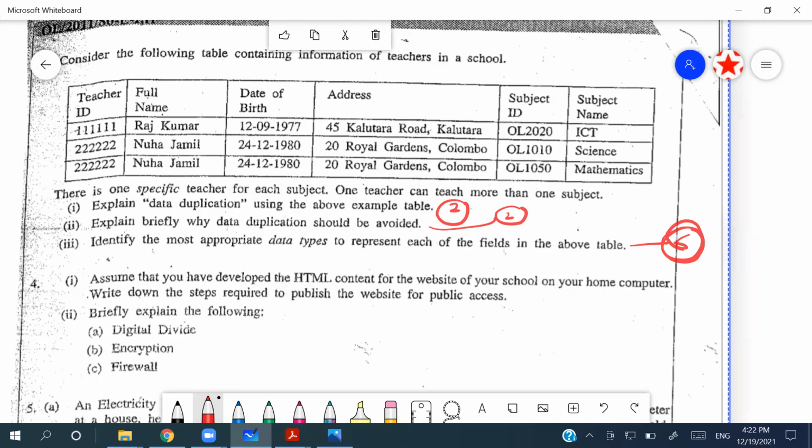Publishing part, 1 mark each, so 3 marks. Briefly explanation, 2 marks each, so 3 parts make 6 marks. So 6 plus 3 will be 9. If everything is correct, I'm going to give you a bonus mark which will make it 10.